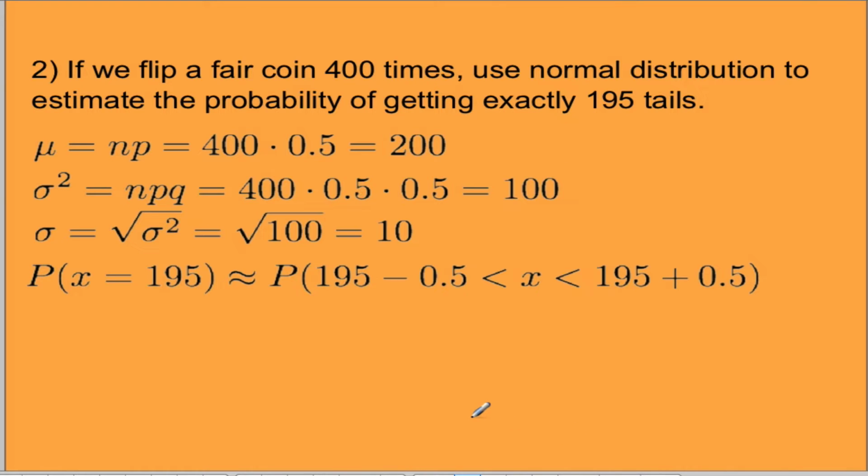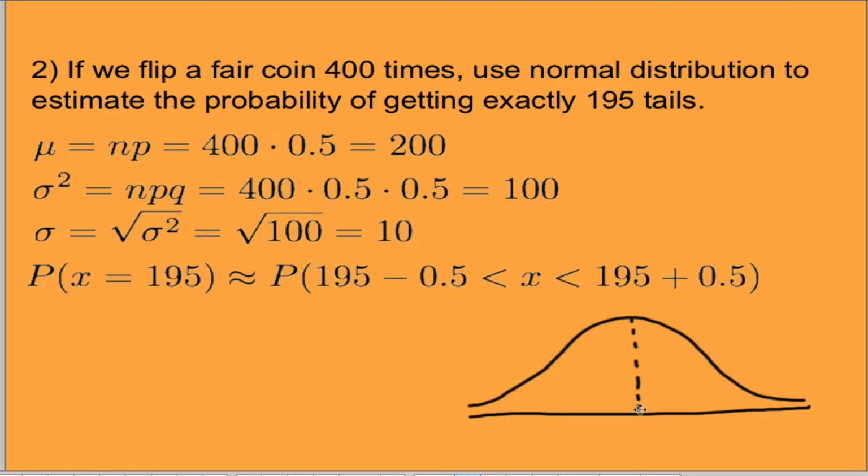We're going to draw the normal curve. We're going to label our normal curve with the mean of 200 and a standard deviation of 10. We're going to mark 195. We're going to go half a unit to the right, and we're going to go half a unit to the left. So we want to figure out what this area is.